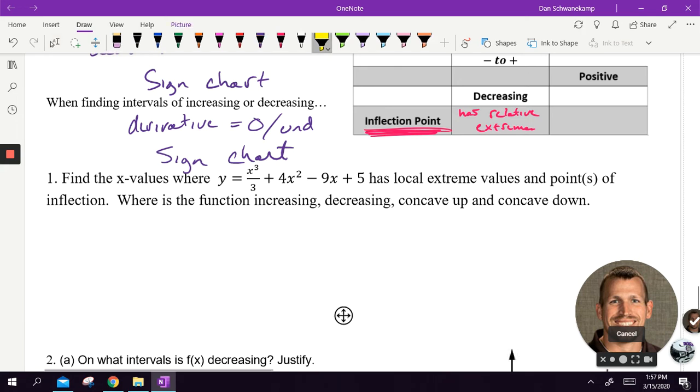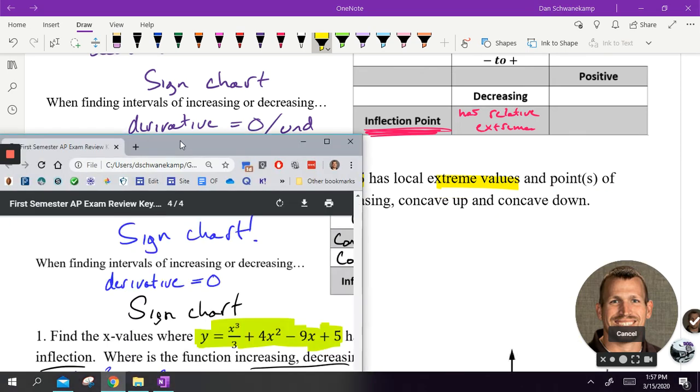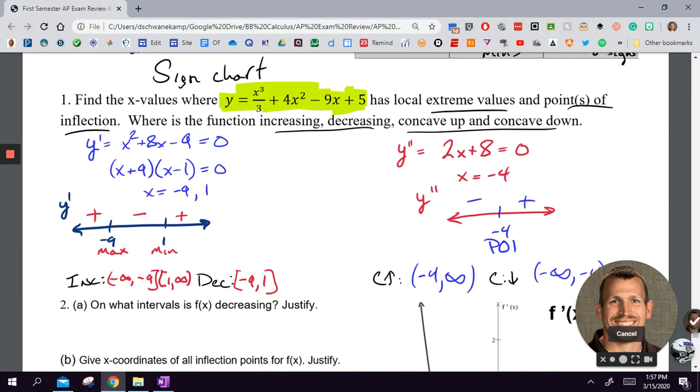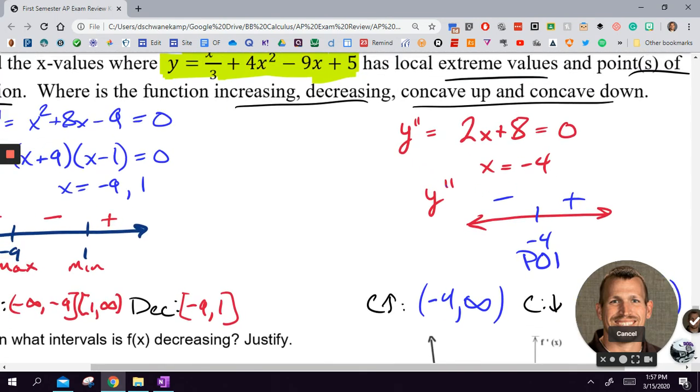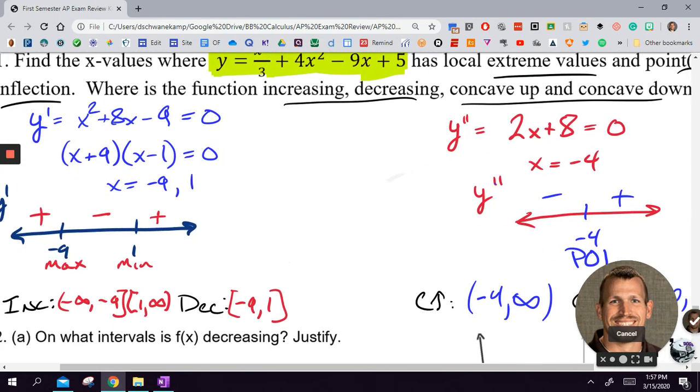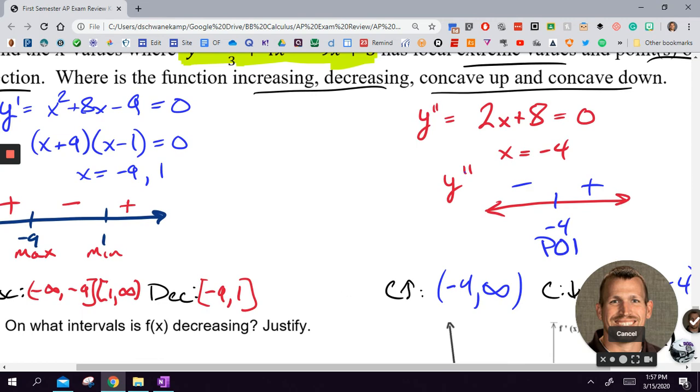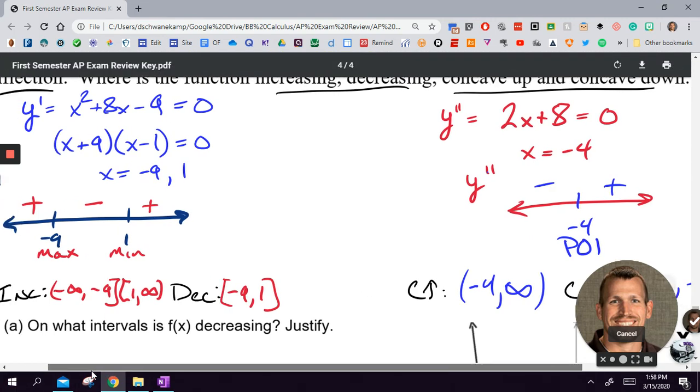Okay, so for example, if you wanted to find the values where this thing right here has local extreme values and points of inflection, take the derivative, set it equal to 0, sign chart. Take the second derivative, set it equal to 0, sign chart. Work from there. You can look at the answer key, but it would look something like that. I was going to write this out, and then I thought, I got it all written out right here. Okay, and so again, it's more about looking at it. Sorry, it's not letting me zoom like I want to.